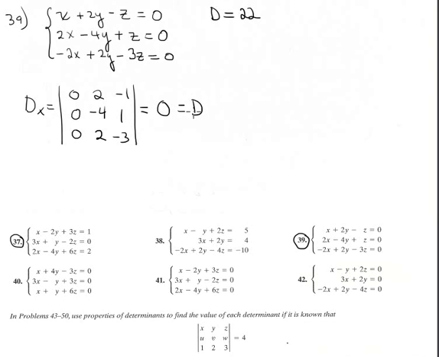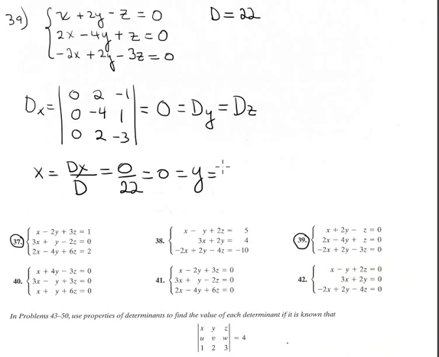Likewise, Dy is 0 and Dz is 0, because Dy is formed by the second column and Dz by the third column. So now it's obvious that x, Dx over D, is equal to 0 over 22, which is 0, and likewise y and z. Now the only solution for the system is 0, 0, 0. Okay?